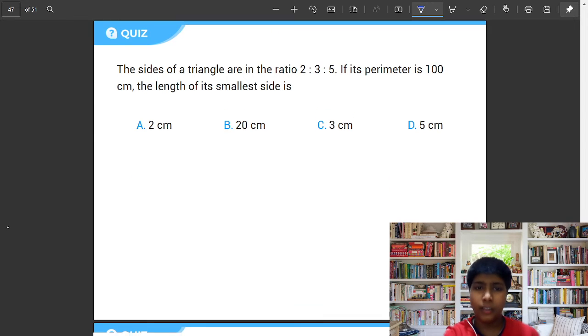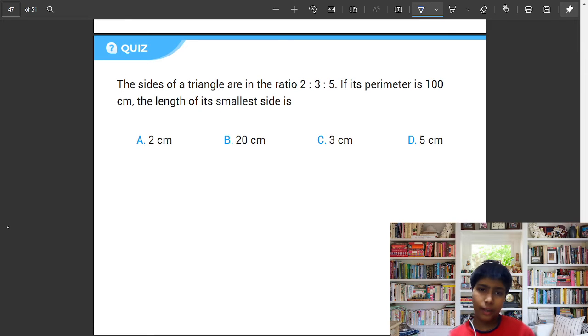Sides of a triangle are in the ratio of 2:3:5. If its perimeter is 100 centimeters, what is the length of its smallest side?